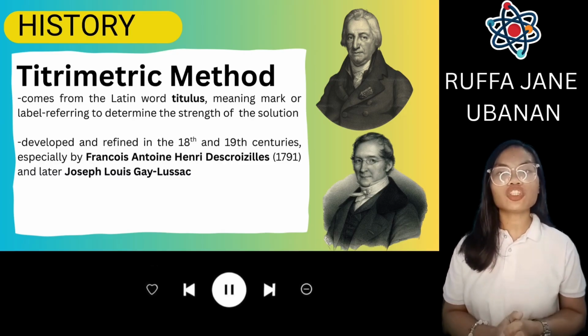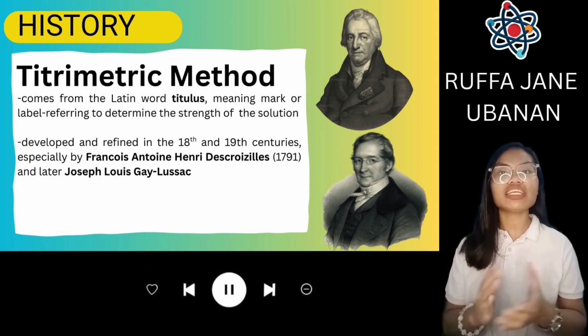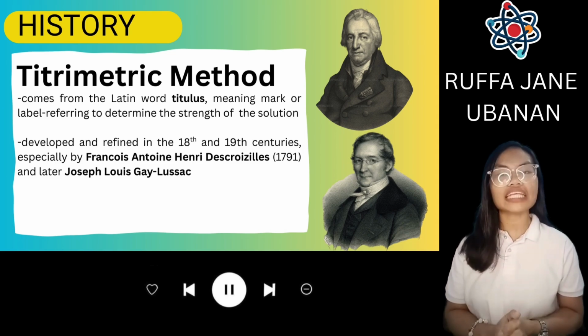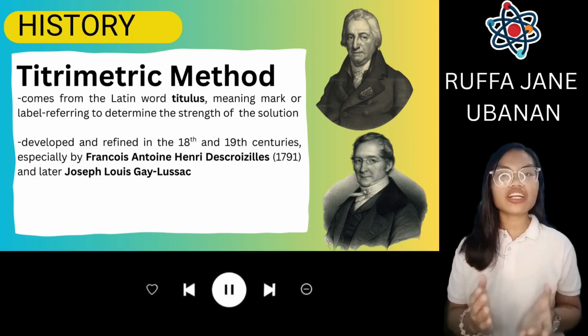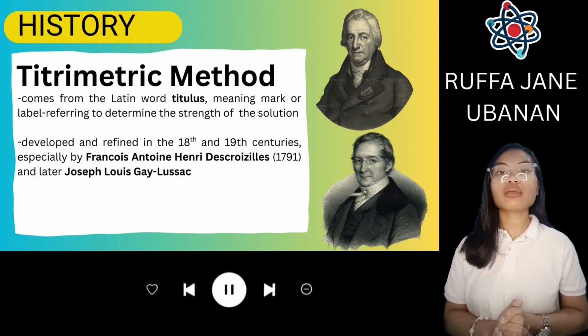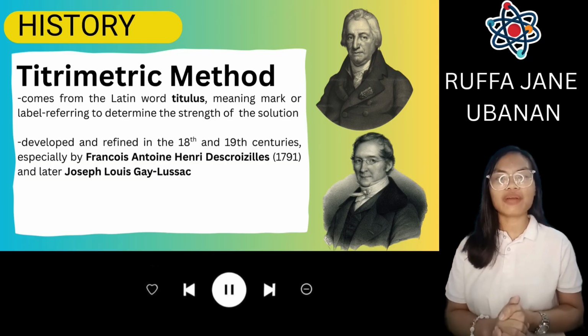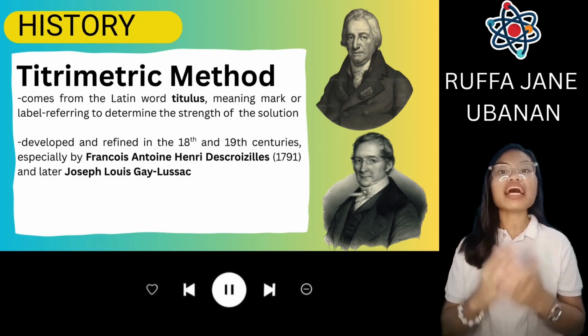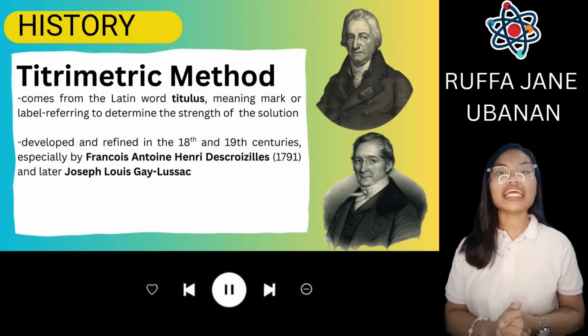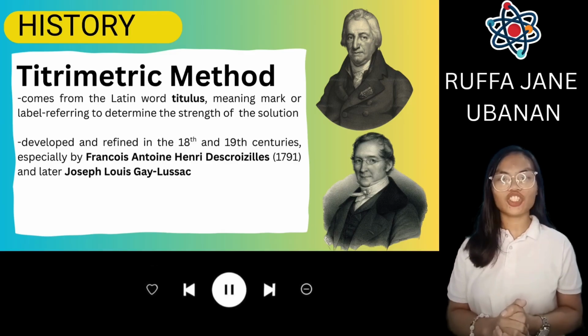One of the earliest contributors was Francois Antoine Henry Descroizels in 1791, who created a simple acid-base titration technique. Later, Joseph Louis Gay-Lussac, a well-known chemist, made significant improvements to the method, helping to shape the titrimetric method we use today. This historical development laid the foundation for modern analytical chemistry and quality control in various industries.